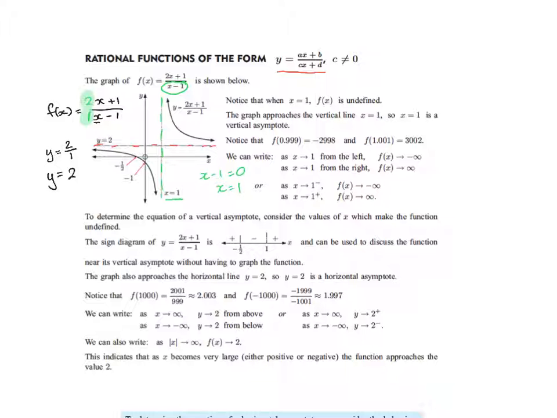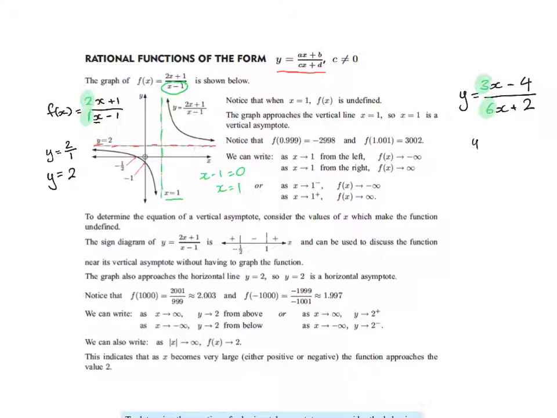So here's another one I'll give you. y equals (3x minus 4) over (6x plus 2). Again, just look at the coefficient of x on the top and the coefficient of x on the bottom.